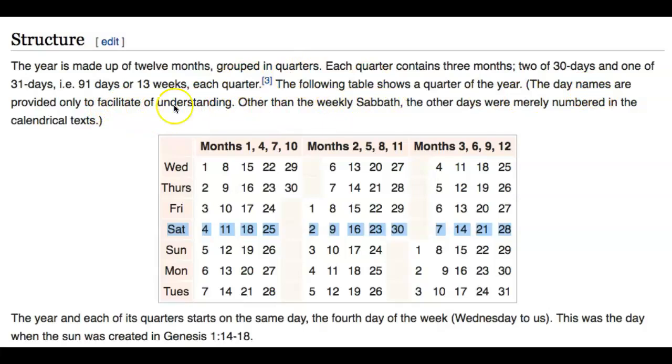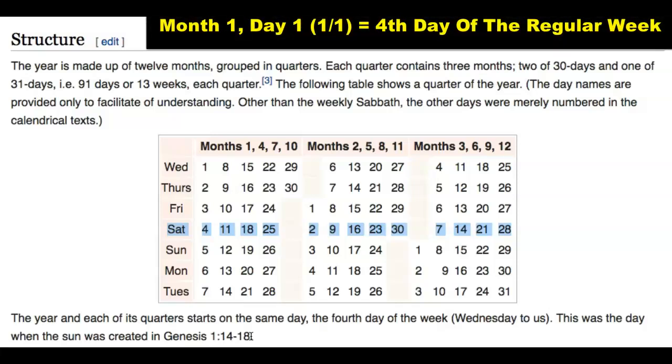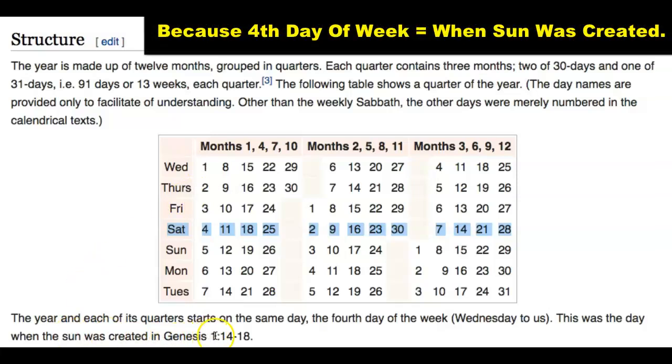Other than the weekly Sabbath, the other days were merely numbered in the calendrical text, as in they did not have any type of names to them. The year in each of its quarters starts on the same day, the fourth day of the week, i.e. Wednesday, so called. This was the day when the sun was created in Genesis chapter 1, verses 14 through 18. And that's another hint of how we begin the calendar, because the calendar, day 1 of month 1 of Abib, will always begin on the fourth day of the week, also known as Wednesday. The reason why this is the case is because that's when the sun was created, according to Brashith, Genesis chapter 1, verses 14 through 18.